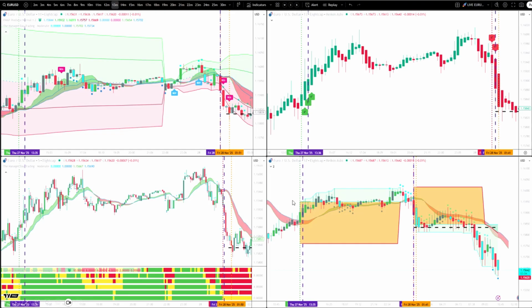So we're going to look at Euro US dollar in this example, and initially we're going to look at two trades: a potential trade that performed poorly, and then a short that did well.